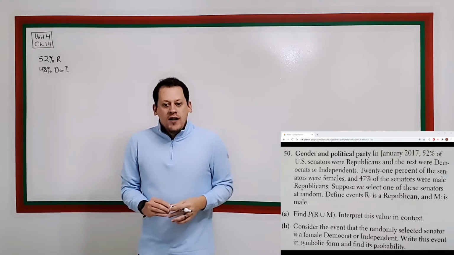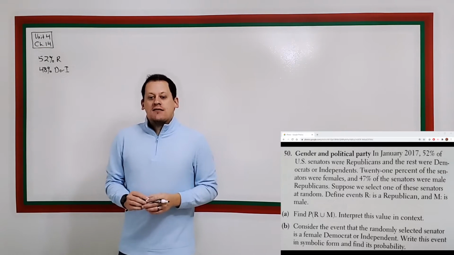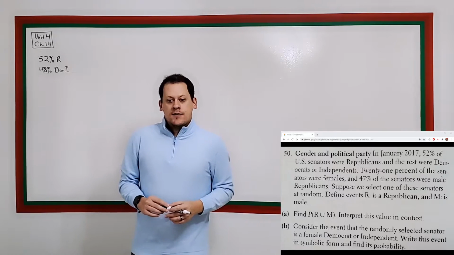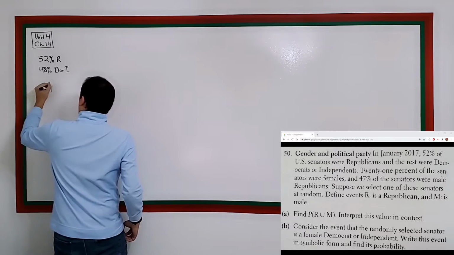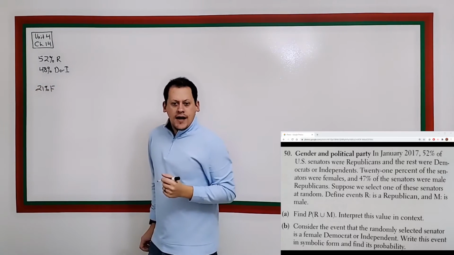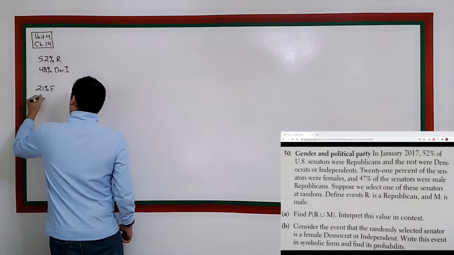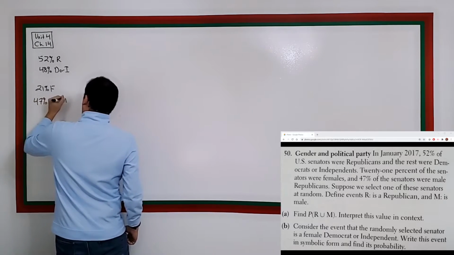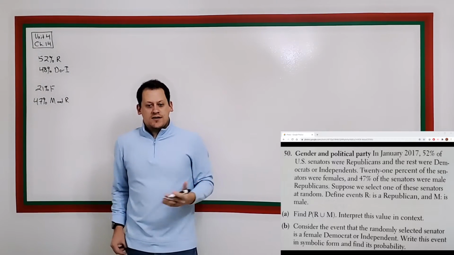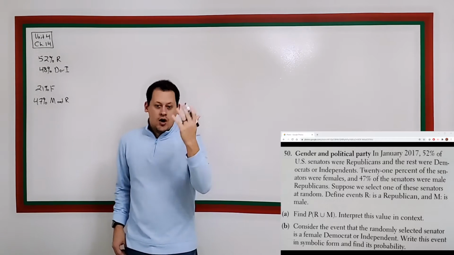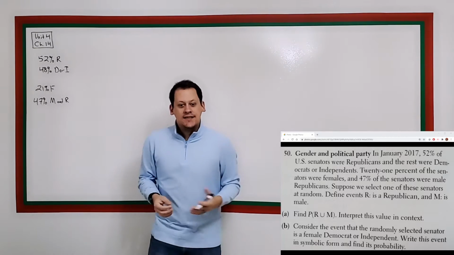21% of the senators were females, and 47% of the senators were male Republicans. So, 21% female, and 47% male Republicans. Suppose we select one of these senators at random. Define events: R is Republican, and M is male. Good, I've already done that.